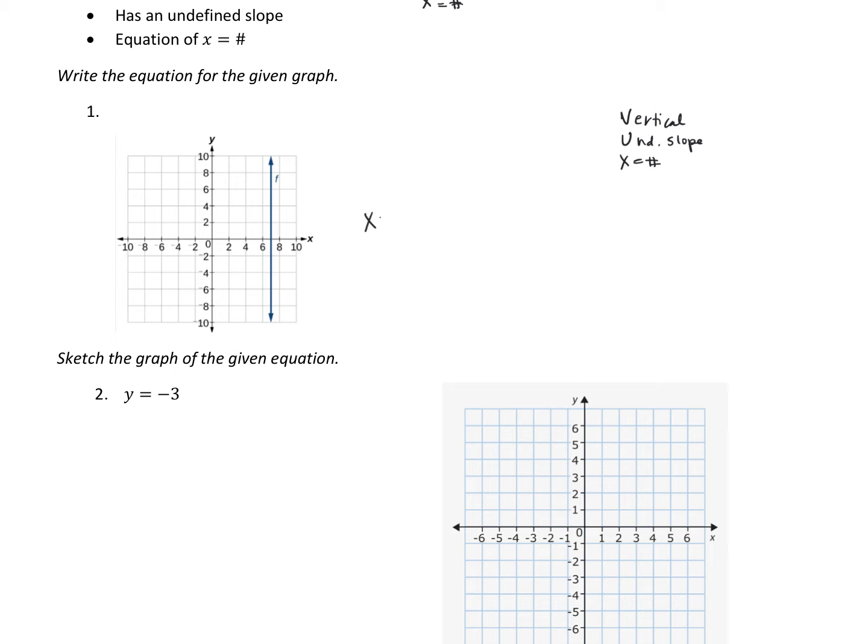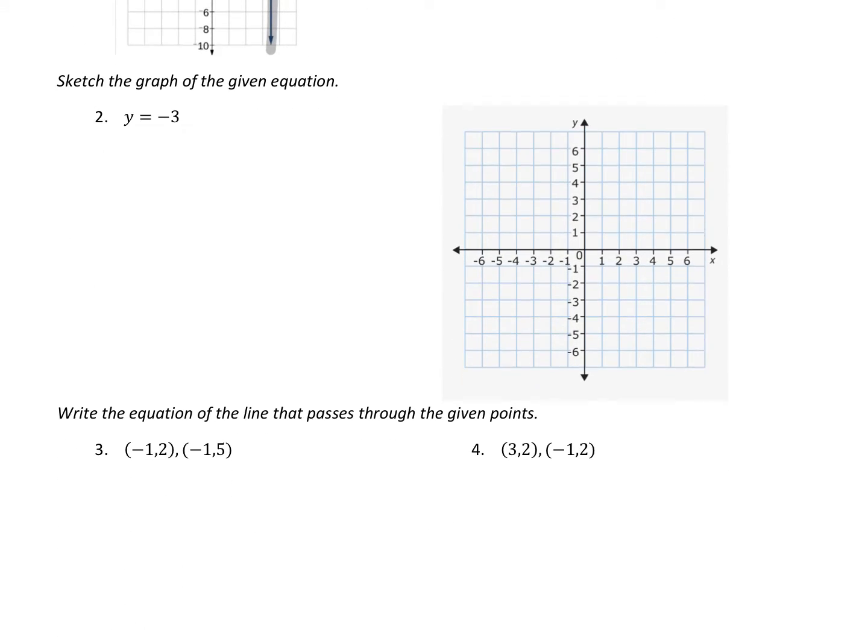So x equals, we know the equation is going to look like that. The number that it equals is where it crosses the x-axis. So if you look at F, it's right here, you can see that it crosses the x-axis right between 6 and 8, which means it's at 7. So x equals 7 is the equation associated with this vertical line. Okay, and if you have that information memorized, the VUX, right, you get that right away.